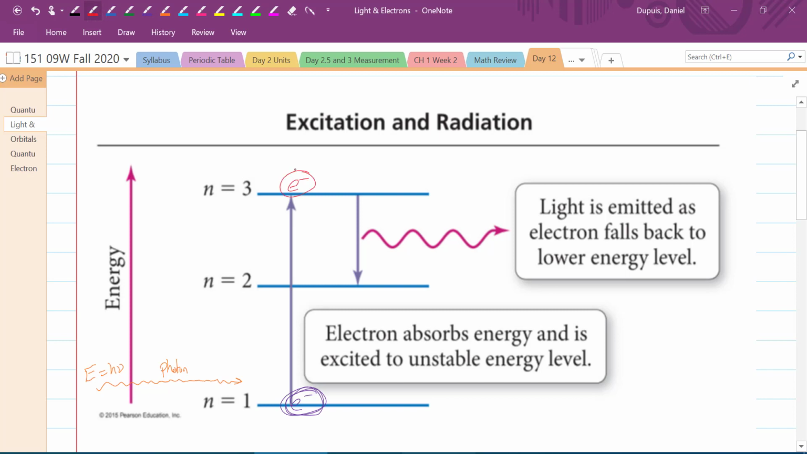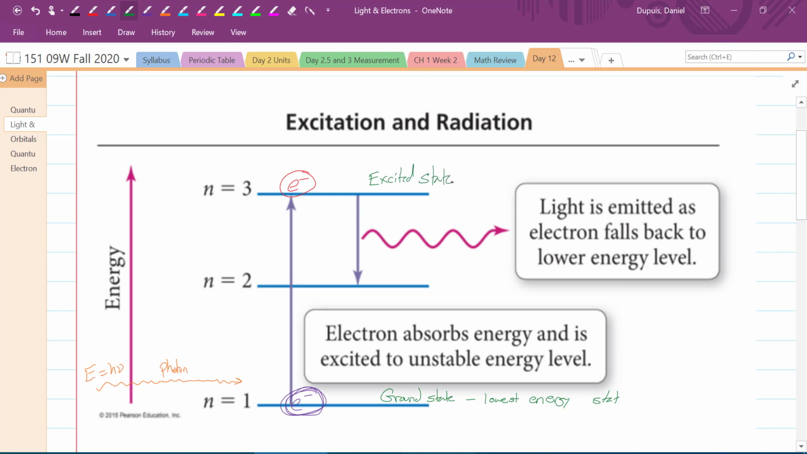All right, so some definitions. I have ground state, which is the lowest energy state. So if this is a 1 electron atom, n equals 1 is the lowest. All right, and this will make more sense in a little bit. And this would be an excited state, because it's got more energy.